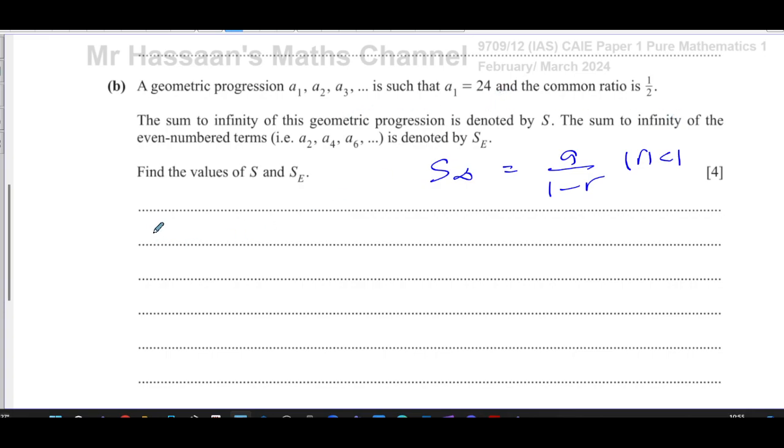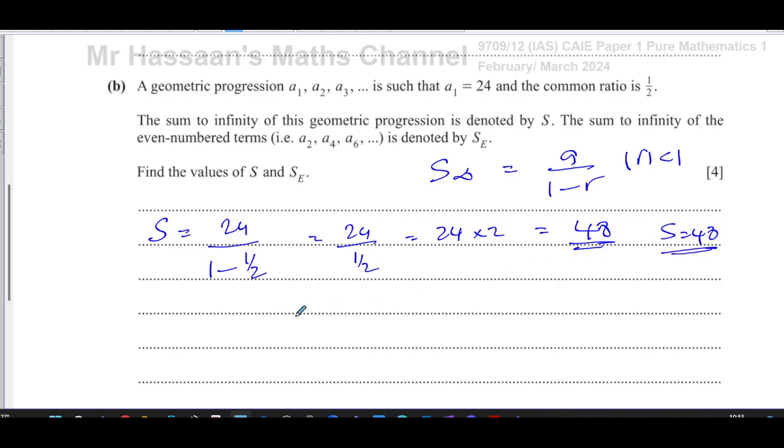So the first case, we want to find the value of S. S is going to be A over 1 minus R, where A is the first term, which is 24, and R is a half. So 1 minus a half is a half, so it's 24 divided by a half, which is 24 times 2, which is 48. That's pretty simple, so S equals 48. That's the first answer. Then it says SE.